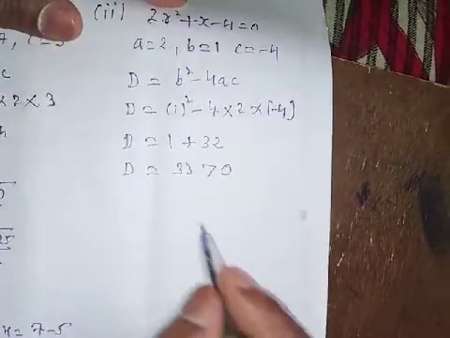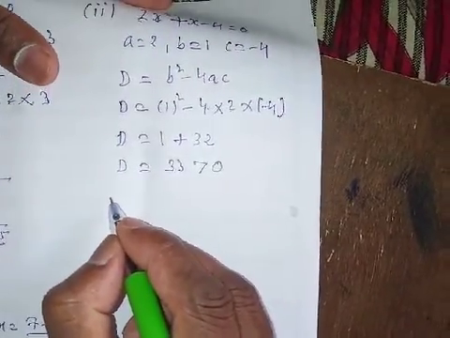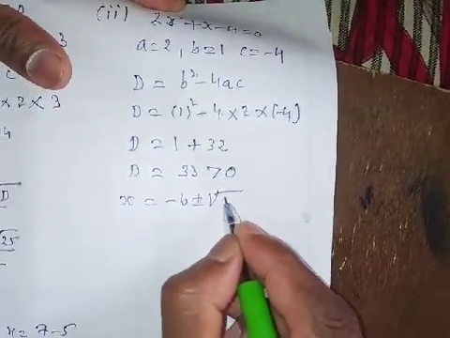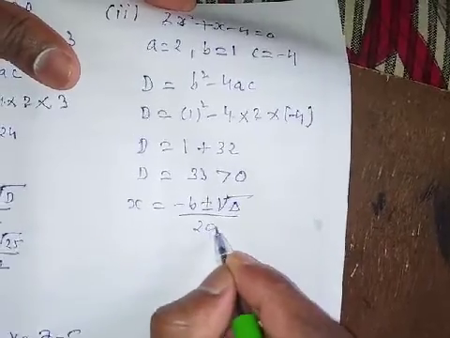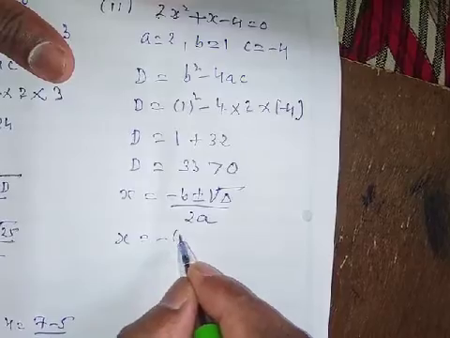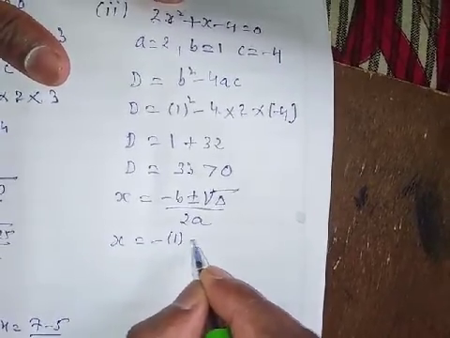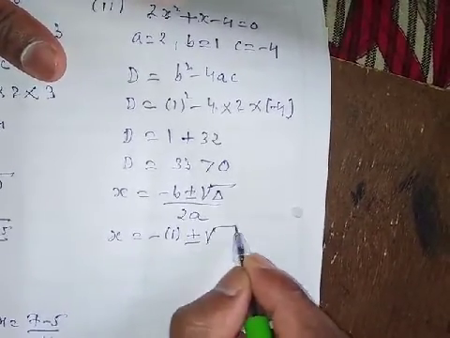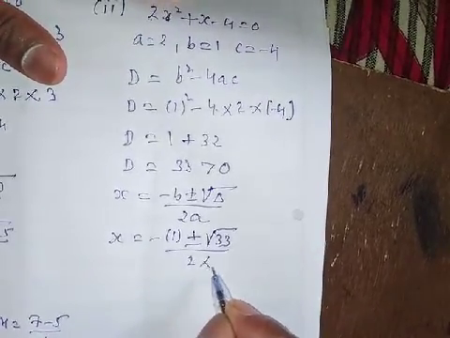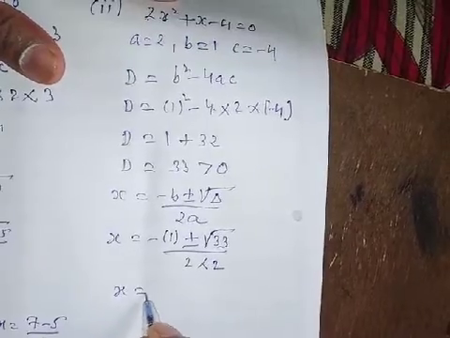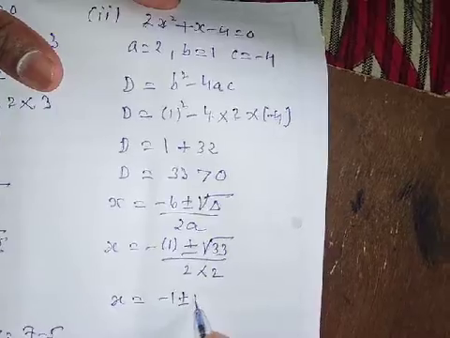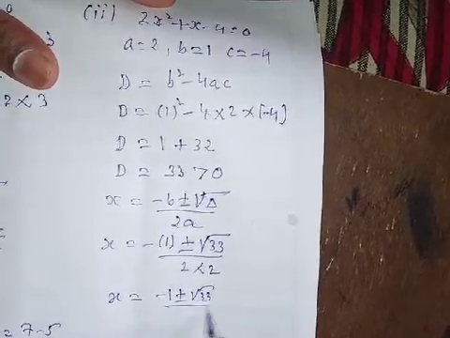So it is factorizable. Again, x is equal to minus b plus minus root delta upon 2a. So x is equal to minus b. B is what? 1. So 1 plus minus root 33 upon 2. A is what? 2. 2 2s are 4. So x is equal to minus 1 plus minus root 33 by 4.